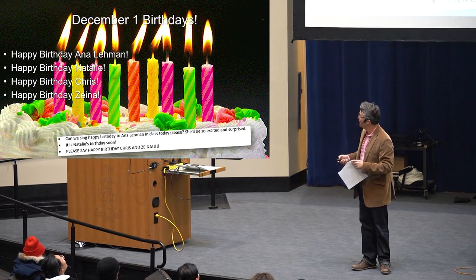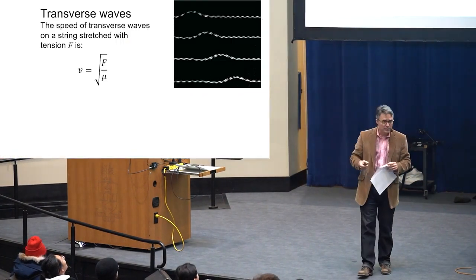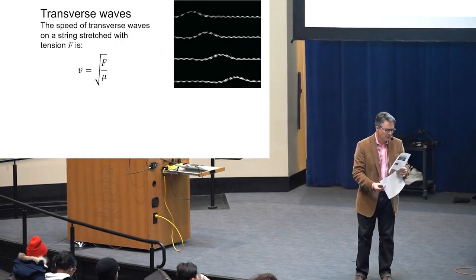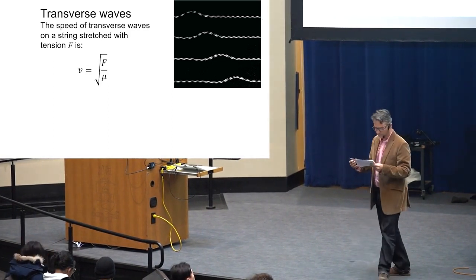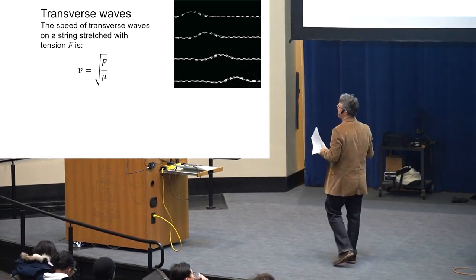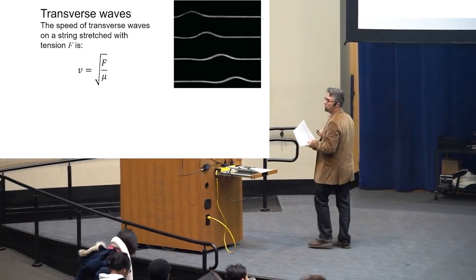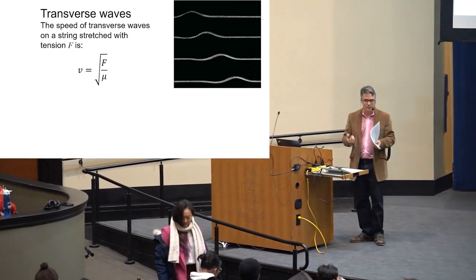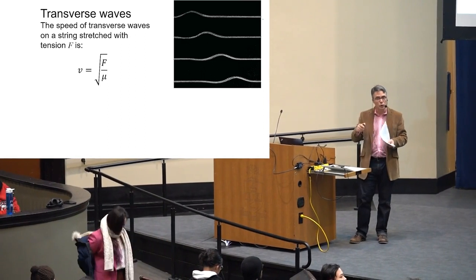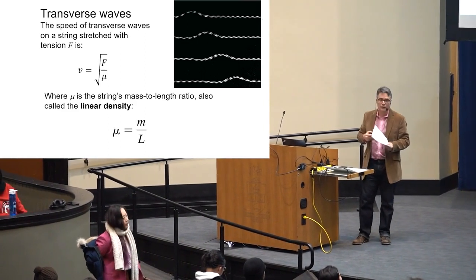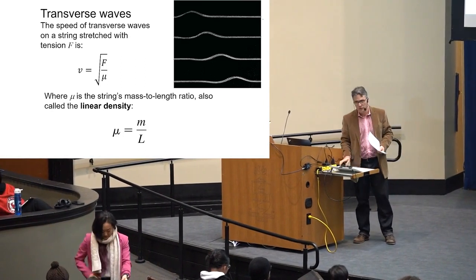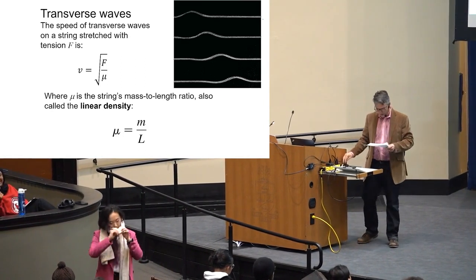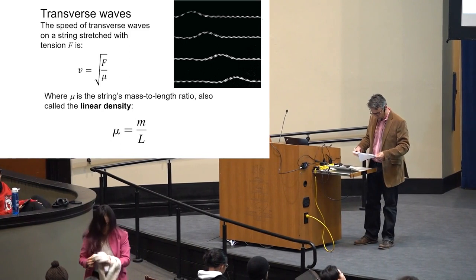Well, happy birthday. I want to do an example of maybe using transverse waves. Transverse waves on a rope that's stretched to some tension F have a speed of the square root of F over mu, and mu here is called the linear density. It is the mass of the string divided by its length, so it has units of kilograms per meter.